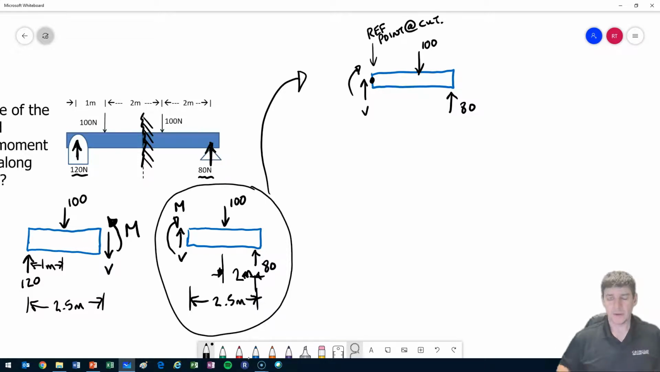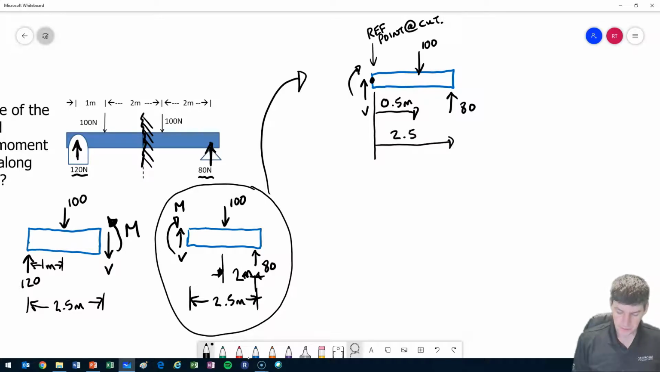Okay, so I also encouraged you, we should find all of our dimensions from the cut. So going across to the 100, in this case, it's going to be 2.5 minus 2 meters, so that guy would be 0.5 meters. Across to the 80 is going to be 2.5 meters. And I think I have all my information that I need. So again, with a cantilever beam, it doesn't matter if I do forces up or moments first. So usually my preference is to do forces. So all the forces going up have to balance all the forces going down.